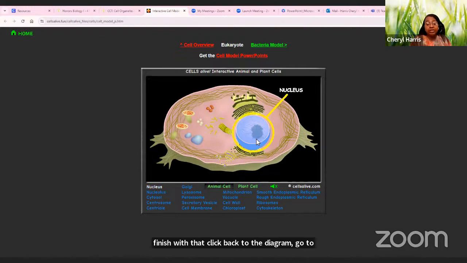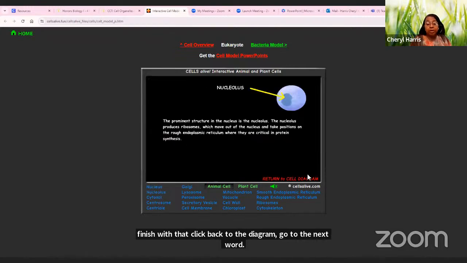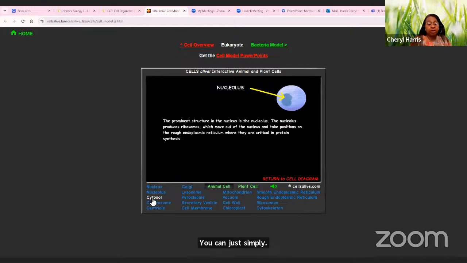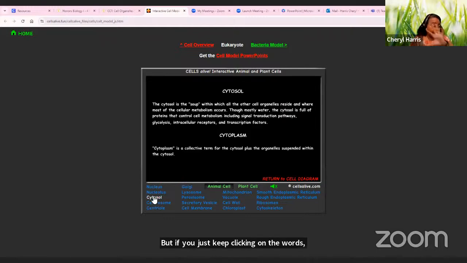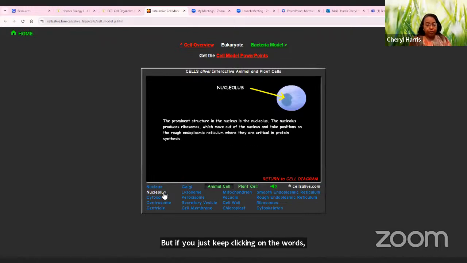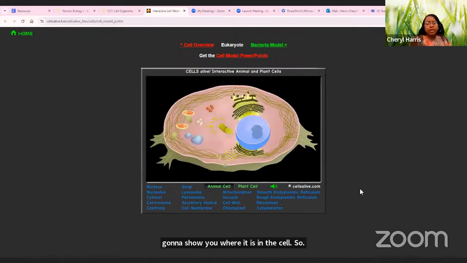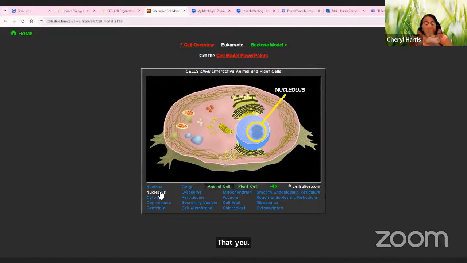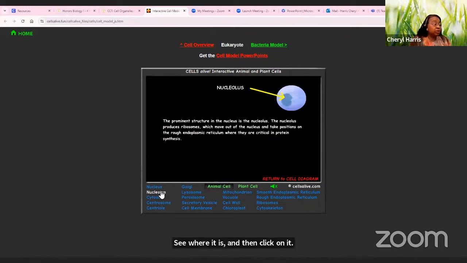Now, you can just simply keep going, but if you just keep clicking on the words, it's not going to show you where it is in the cell. So I prefer that you click back to the diagram, look at the word, see where it is, and then click on it so that you can go to your definition. All right, so I want you to go through all of these now.